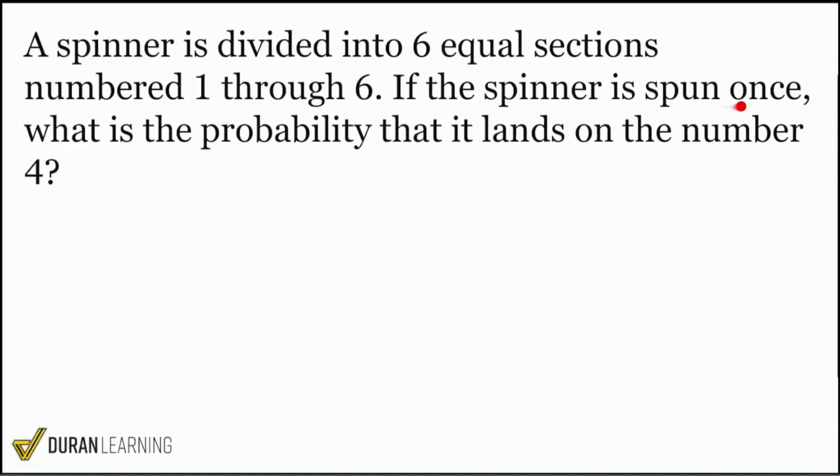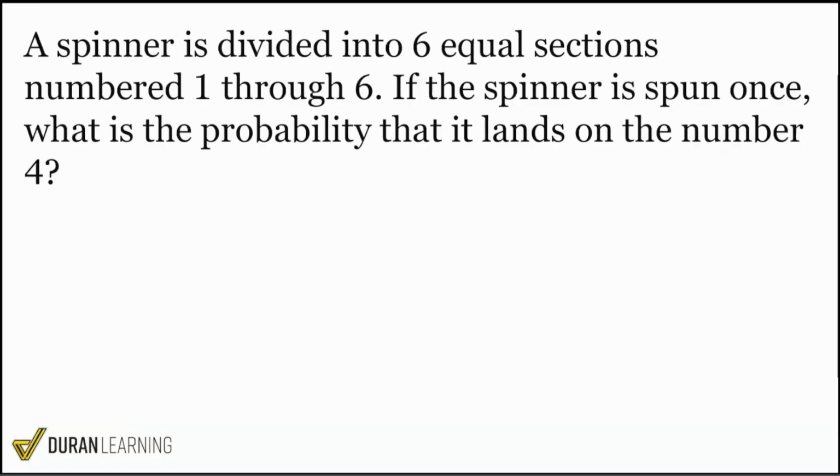If the spinner is spun once, what is the probability that it lands on the number 4? So I think we can all agree here that this is, again, one event. We want one event. What does that make this? What kind of a probability? Is this a simple probability or a compounded probability with multiple outcomes?